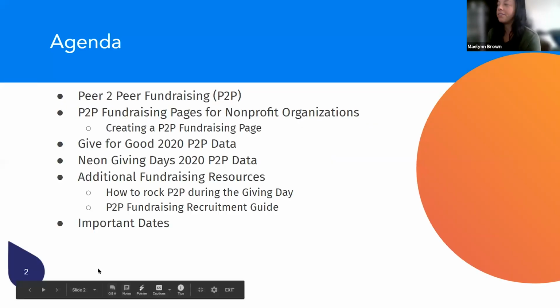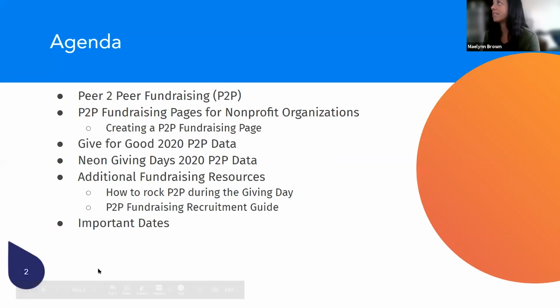All right, a little bit about the agenda today. On my presentation, we'll look over what is peer-to-peer. Emily just explained it, but I'll rephrase it in another way. Also, I'll show you how to create a fundraiser. It is the same as last year, but for those of you who maybe haven't taken advantage of it, to get a quick peek on how easy it really is to create and spread the word. We'll actually look over some 2020 peer-to-peer data from Give for Good as well as from Neon Giving Days.